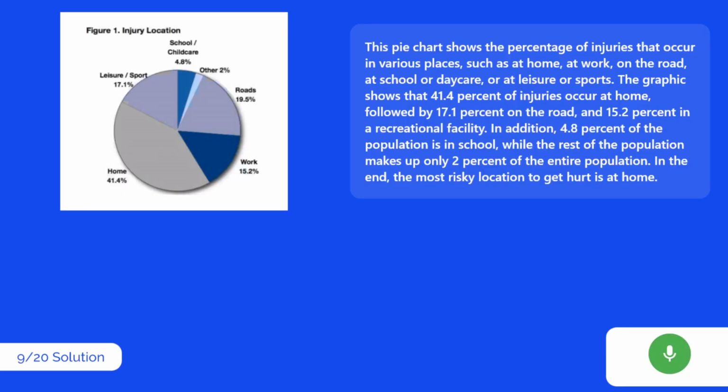This pie chart shows the percentage of injuries that occur in various places, such as at home, at work, on the road, at school or daycare, or at leisure or sports. The graphic shows that 41.4% of injuries occur at home, followed by 17.1% on the road, and 15.2% in a recreational facility. In addition, 4.8% of the population is in school, while the rest of the population makes up only 2% of the entire population. In the end, the most risky location to get hurt is at home.